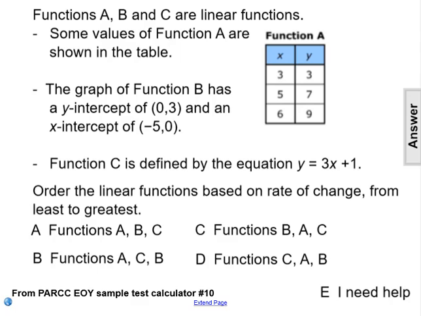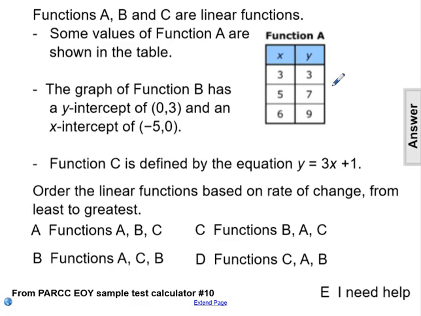In order to order the linear functions based on rate of change, we have to find the rate of change of each linear function. Rate of change is another word for slope, so we'll find the slope of each function and then compare them from least to greatest. For function a, we have a table of values, so we can find the slope by looking at the change in y over the change in x.